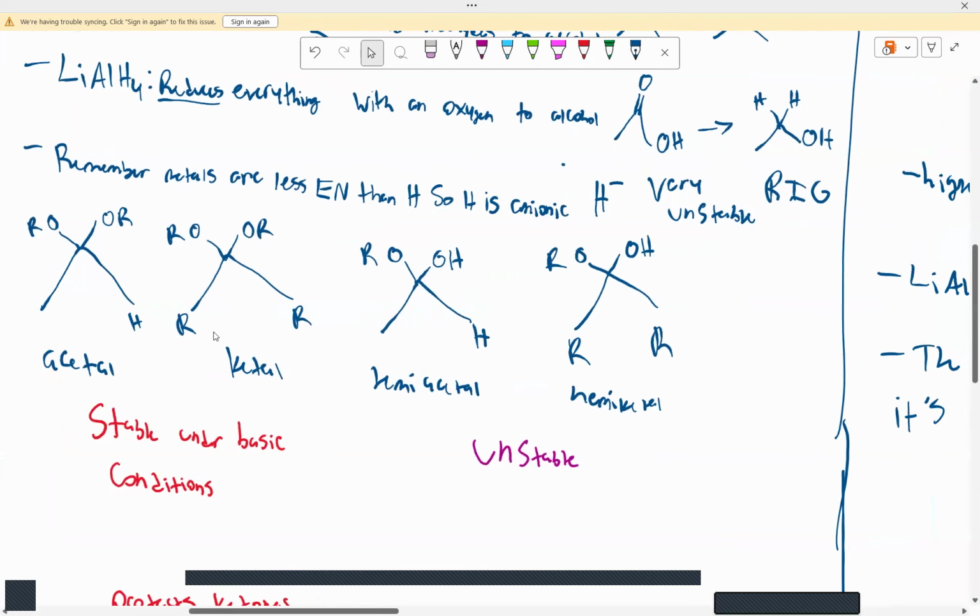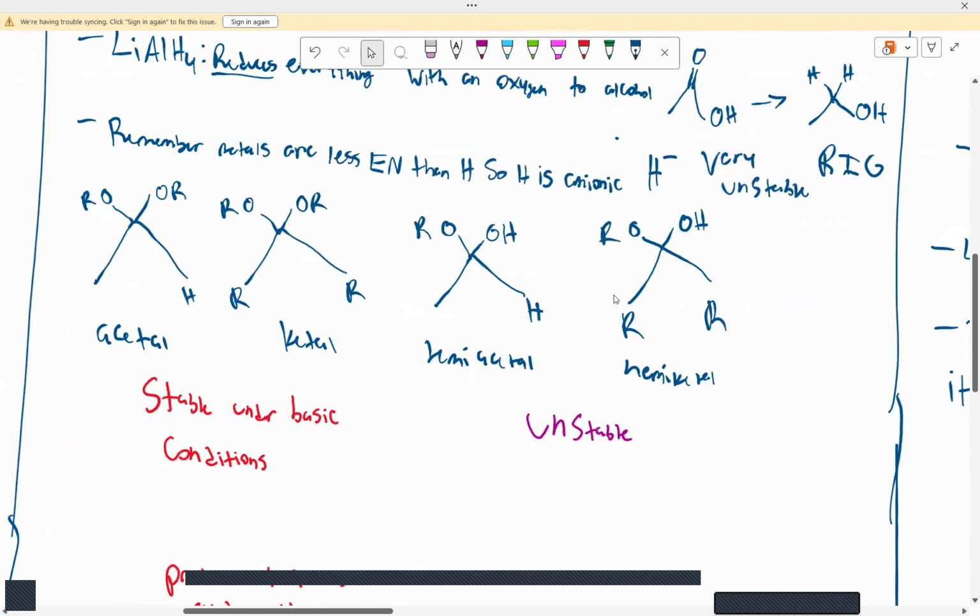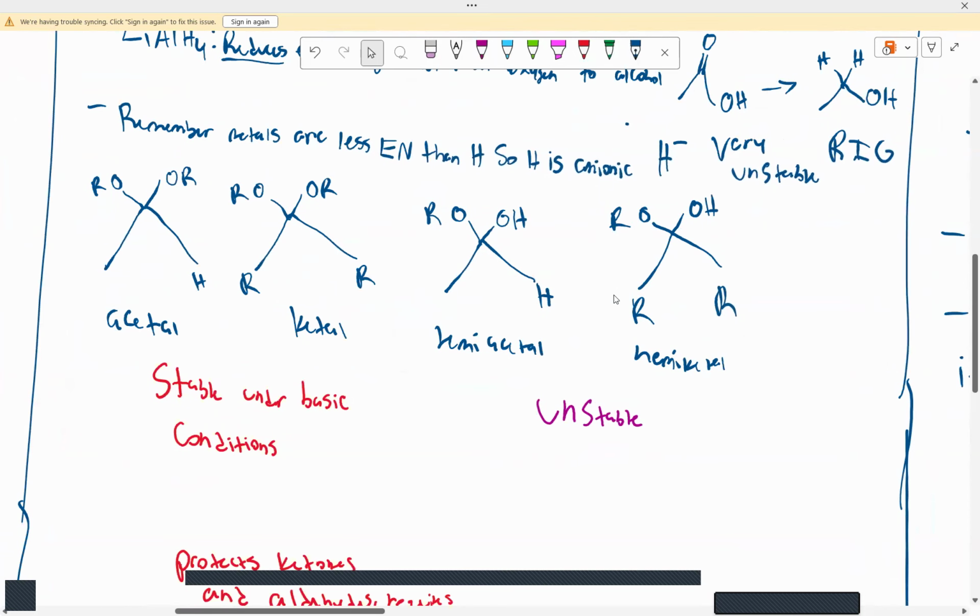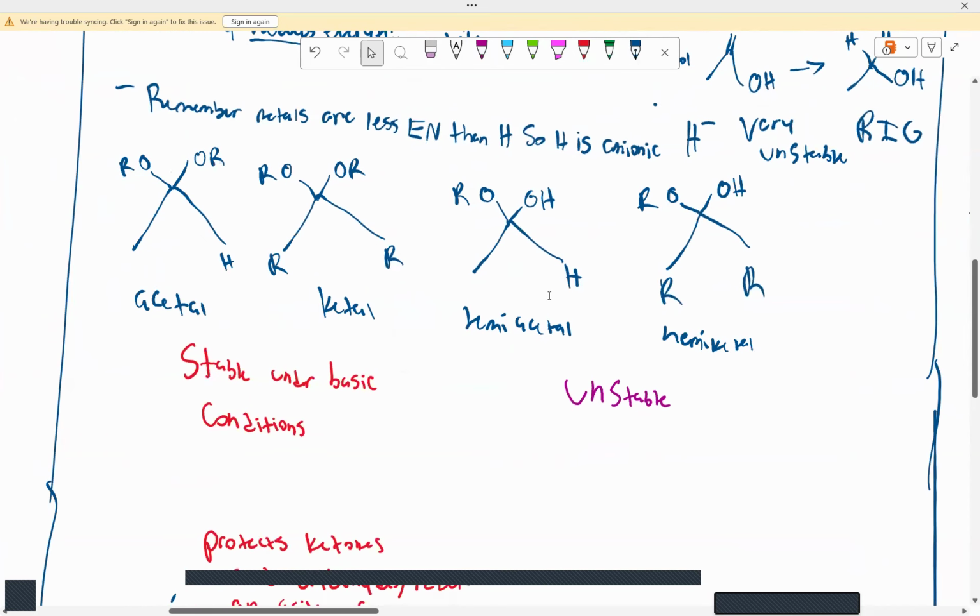Then hemiacetals and hemiketals are unstable because they have a hydroxyl group instead of the additional ester. So they will not really protect you that well. This is typically an intermediate in a reaction.